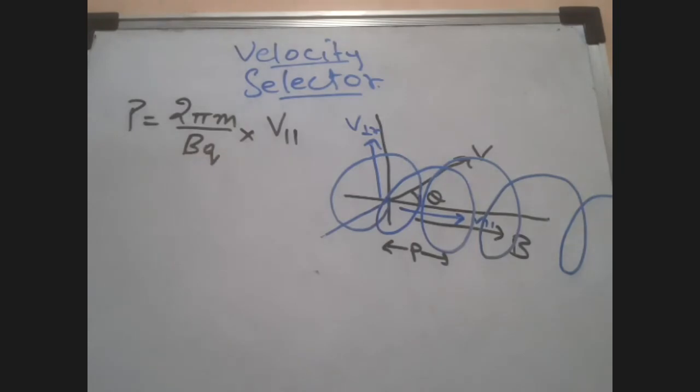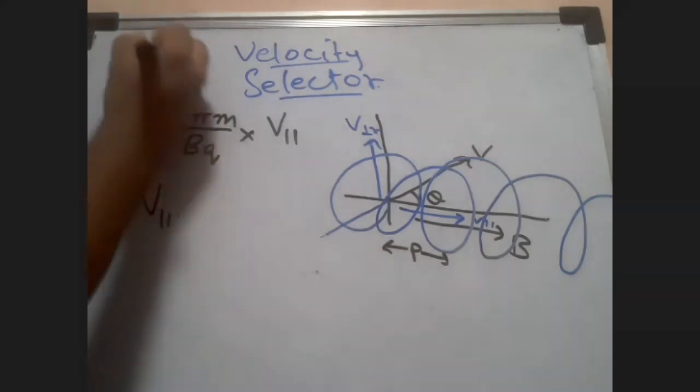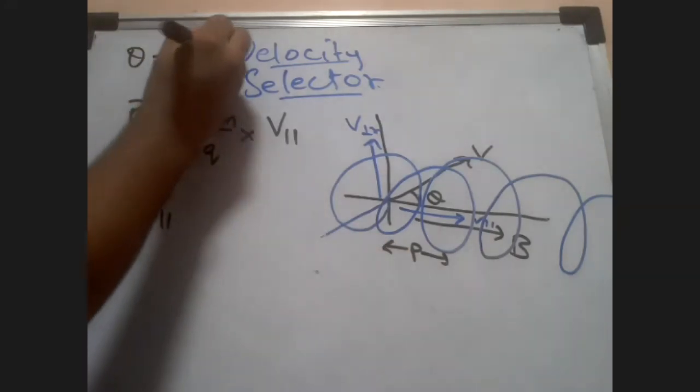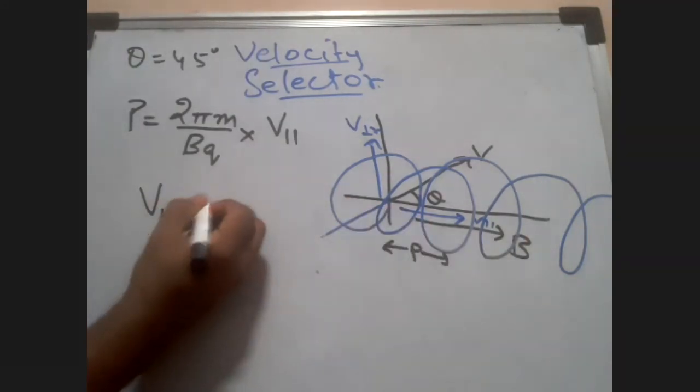Okay. So now, students, can you tell me what V parallel is here? What is V parallel, students? Theta was given to us as 45 degrees, yes or no? So if I want to find out this velocity vector component, is V parallel V cos 45?